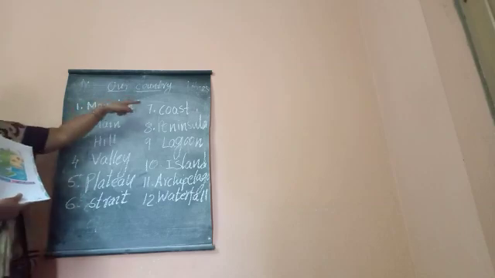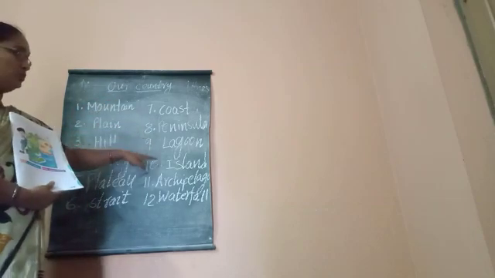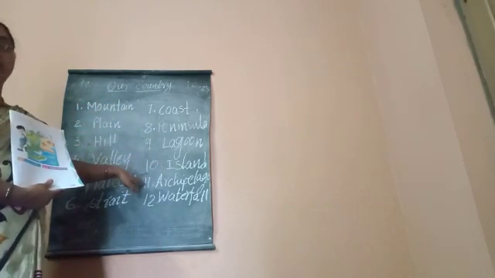Okay. Mountain, plain, hill, valley, plateau, strait, coast, peninsula, lagoon, island, archipelago and waterfall.